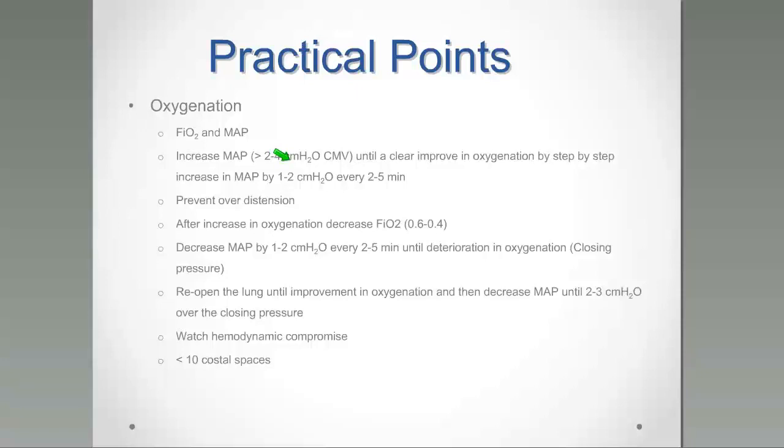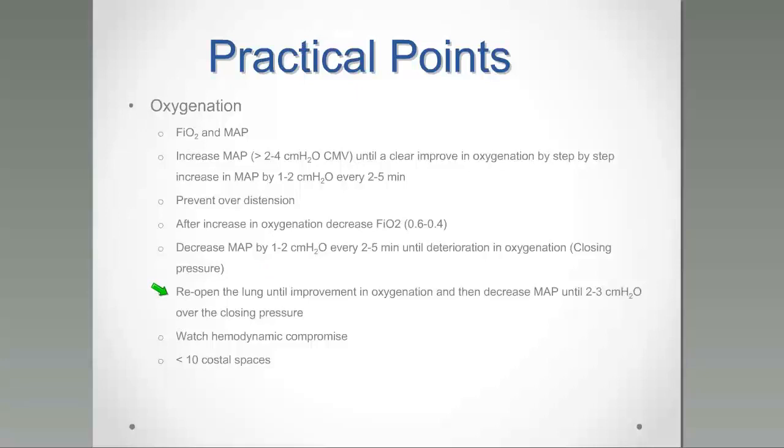And then, because the lung is open and most of the time it's overdistended, we begin to decrease again, step by step, the mean airway pressure until we find what we call the closing pressure of the alveolus. How do we recognize this? After decreasing the mean airway pressure, we see some kind of oxygen desaturation. So we suddenly increase the pressure again to reopen the lung, and we leave the lung 2 to 3 centimeters of water higher than the closing pressure that we found.